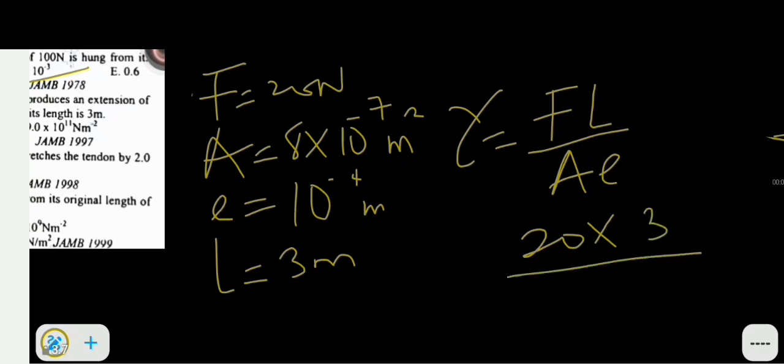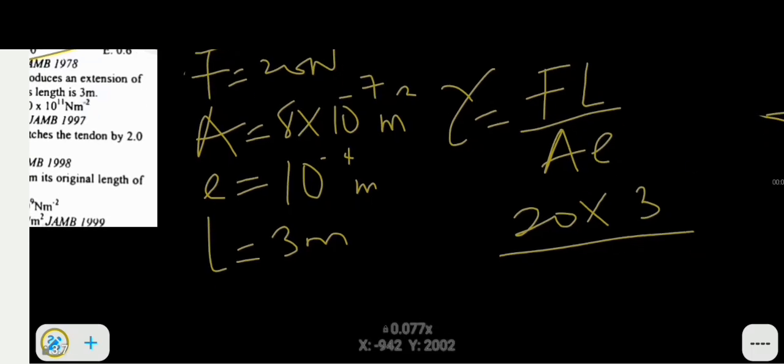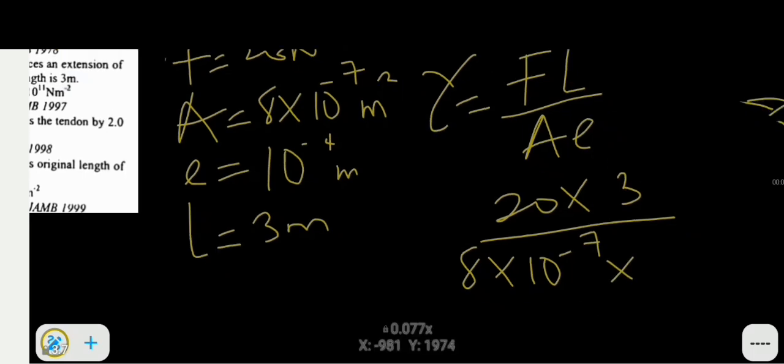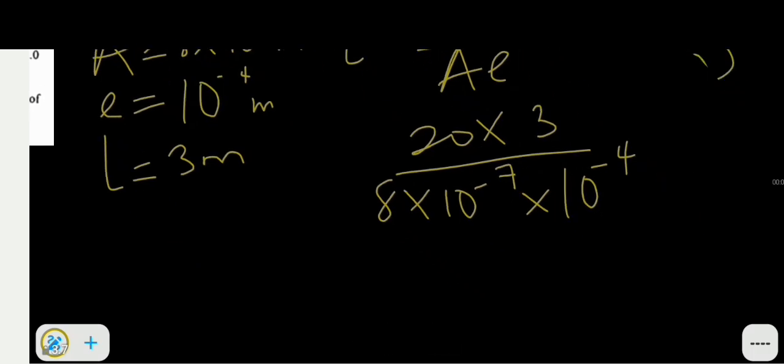Divided by, what is our area? That is 8 times 10 to the power minus 7. Then what is our extension? That's 10 to the power minus 4. So let's multiply the top first.